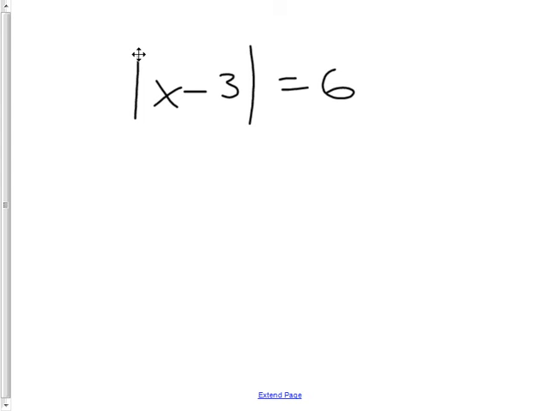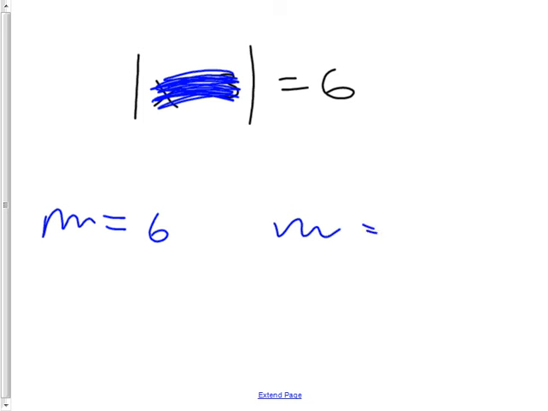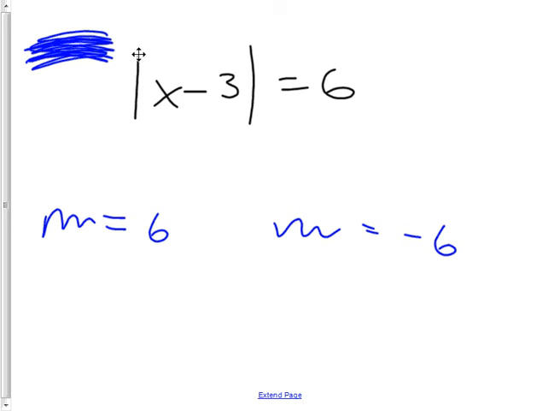Okay, so here's what you do. Would you agree what's underneath the scribble here could be a 6 or a negative 6? Either way, it would work. So then what's underneath the scribble should be equal to 6, and what's underneath the scribble should be equal to negative 6. That's how we always do this. We set up two equations for it. And what is underneath the scribble? x minus 3. So right here I should say x minus 3.